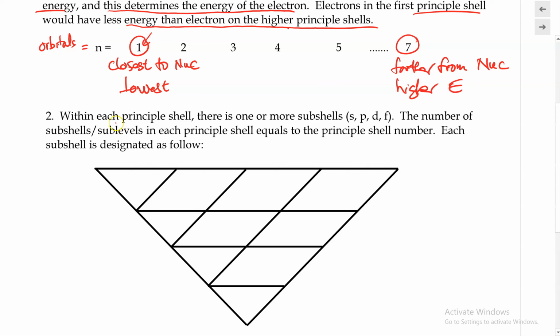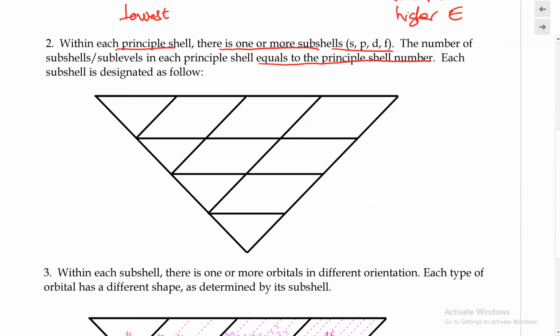And within each of the principal shells, there are one or more subshells that we designate with s, p, d, or f. The number of subshells, or sublevels, in each principal shell is equal to the number of the principal shell itself. Let's say here is the nucleus of the atom, and surrounding it are the different principal shells: here is the first principal shell, here the second, here the third, and here the fourth. Each row represents a principal shell.